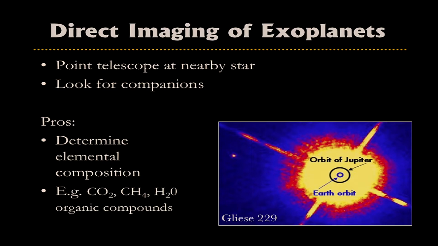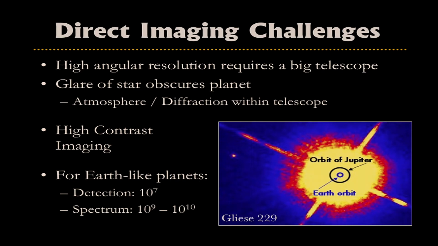And of course, what we're ultimately looking for would be some signature of various interesting molecules in the atmosphere that might indicate some sort of organic compounds or even life. Now, one of the challenges is that when you point the telescope at the star, the star is massively brighter than the planet, and somehow you've got to be able to remove the starlight and leave just the light that comes from the planet.